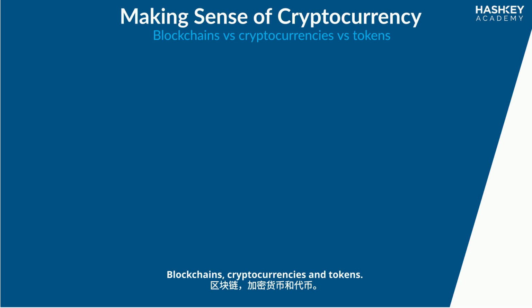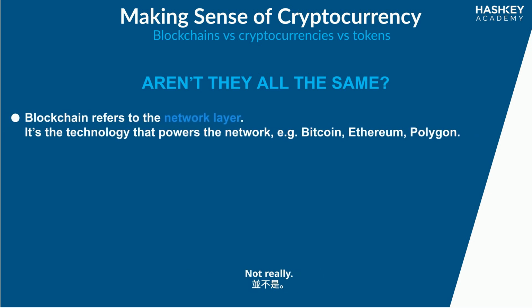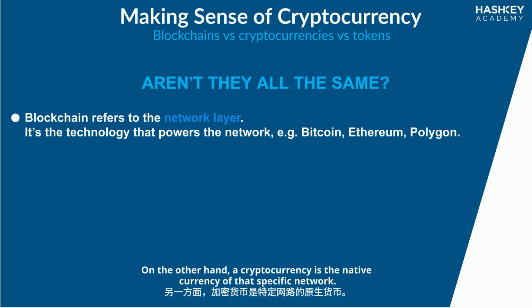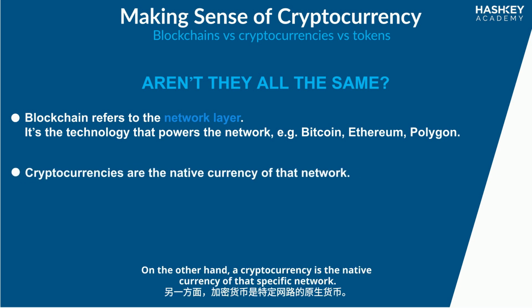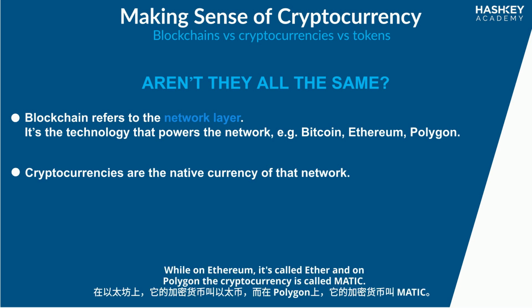Blockchains, cryptocurrencies, and tokens. Many times we use these names interchangeably, but aren't they all the same? Not really. Blockchain refers to the network layer. It is the technology that powers that blockchain network. For example, Bitcoin, Ethereum, and Polygon. On the other hand, a cryptocurrency is the native currency of that specific network. In the Bitcoin case, for example, the cryptocurrency is also called Bitcoin, while on Ethereum it's called Ether, and on Polygon, the cryptocurrency is called Matic.